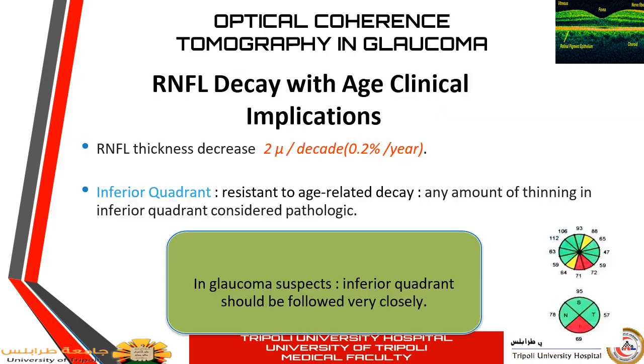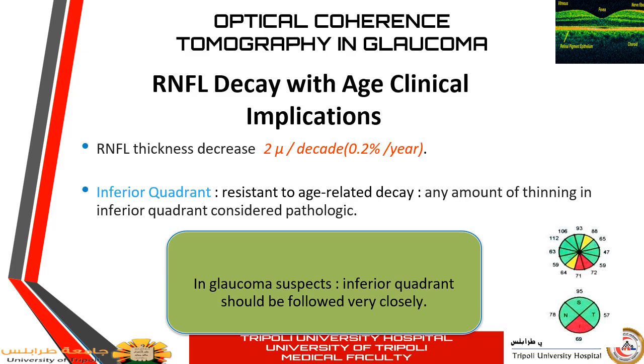Here, I would like to emphasize that there is an annual rate of decay of the retinal nerve fibers. There is around 2 microns per decade. Per decade means per 10 years. So there is 2 microns loss per 10 years, around 0.2% per year. This is very important to keep in consideration when studying the thickness map.